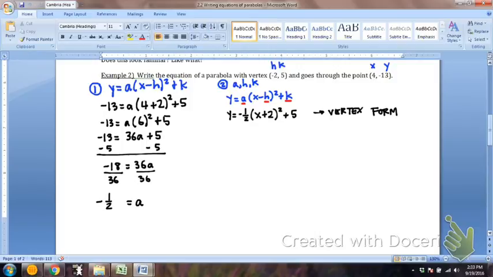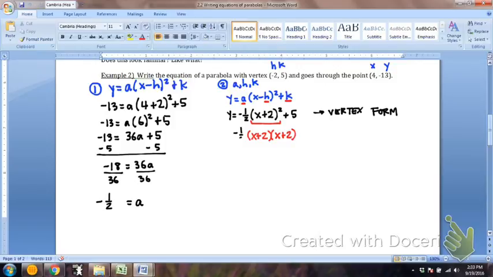Does anyone know how we might expand this to write it in standard form? Anybody have any guesses? What is that x plus 2, Patrick? Are you going to remove the 1/2 over? We are going to distribute the 1/2, but not yet. What does that x plus 2 squared really mean? X plus 2 times x plus 2. Okay, so we are going to break this apart to be x plus 2 times x plus 2.